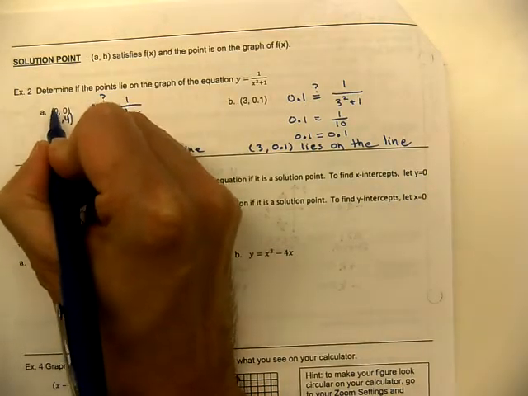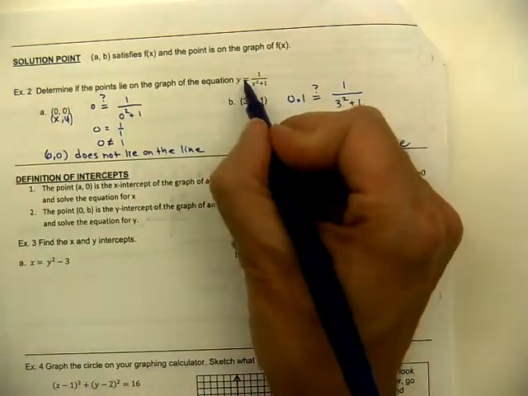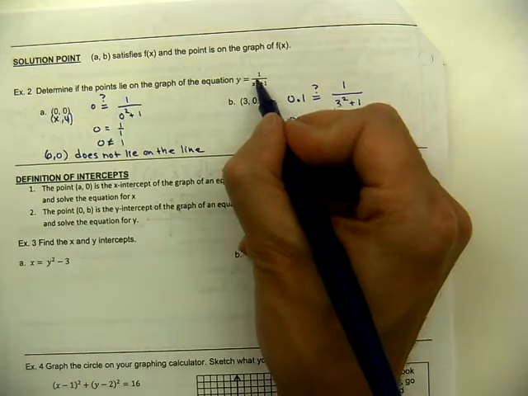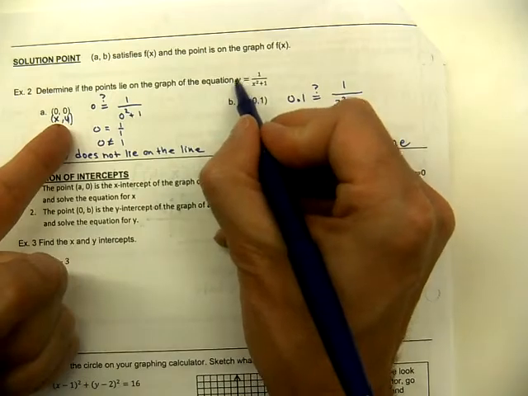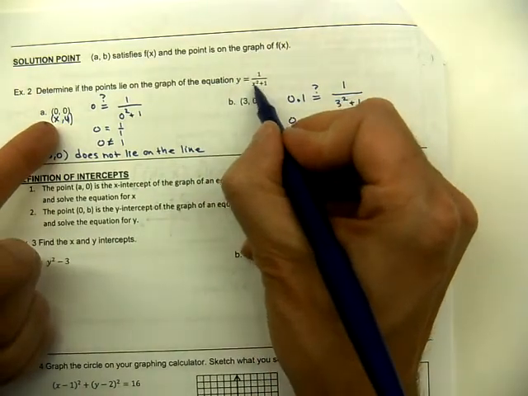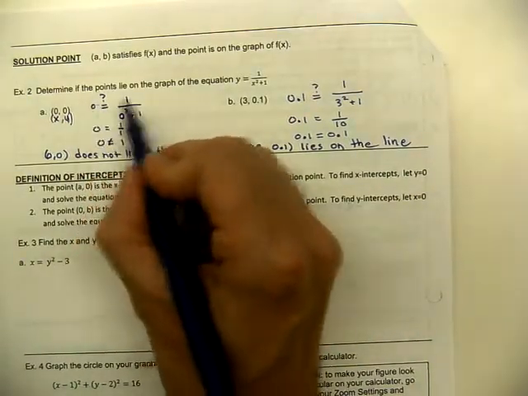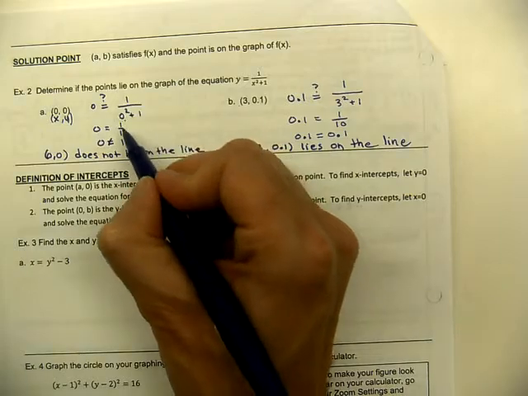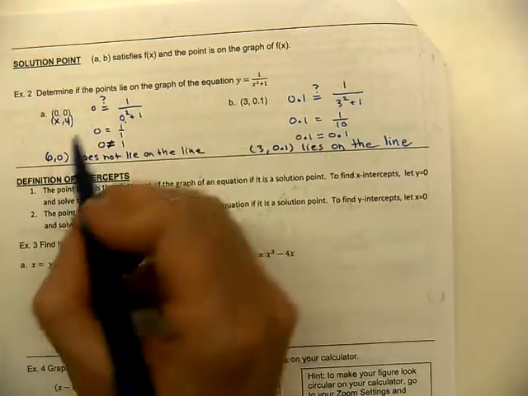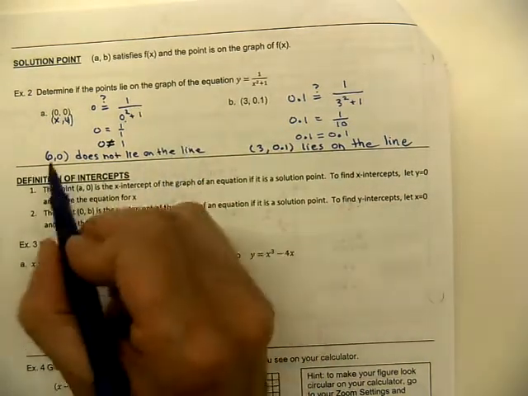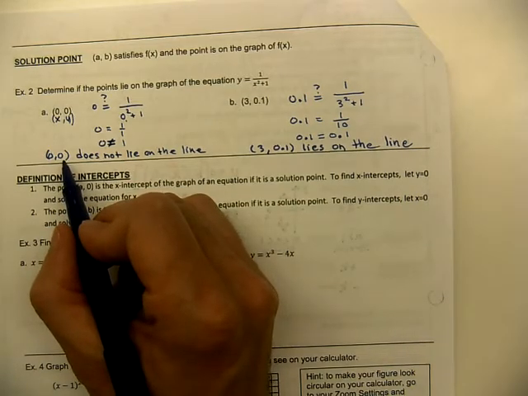In place of x, substitute in a 0. In place of y, substitute in a 0 for this equation where it says y equals 1 over the quantity x squared plus 1. So what you're seeing here is I plugged in my y coordinate of 0 on the left-hand side, and my x coordinate, which is also 0, in place of x. We're really asking the question, is this a true statement? When we simplify the right-hand side, we find the right side equals 1. That does not equal 0, so this point does not lie on the line. This ordered pair does not satisfy the function.